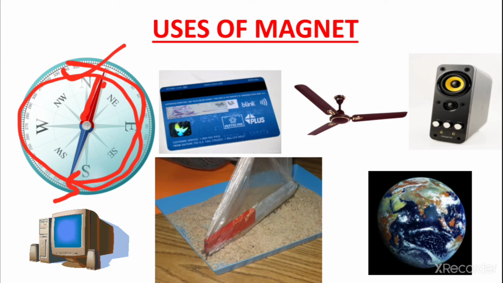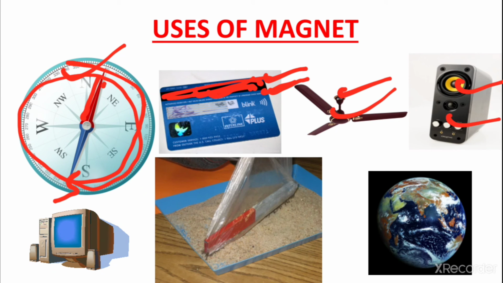The back side of an ATM card has a black strip, the magnetic strip. It is made with the help of a magnet. It is used to store the customer information. Certain electrical devices such as a fan have a magnet inside. The speaker also has a magnet in it. The computer also has a magnet in it.